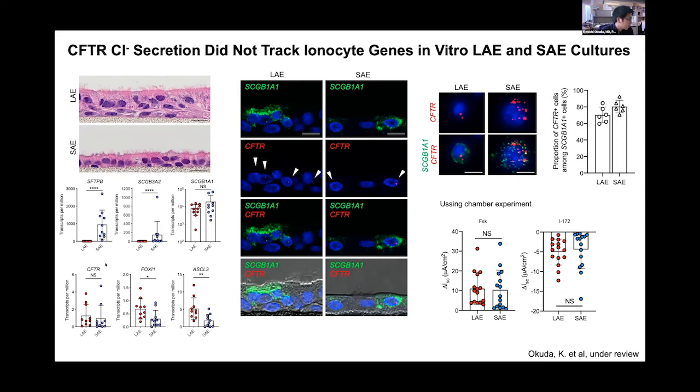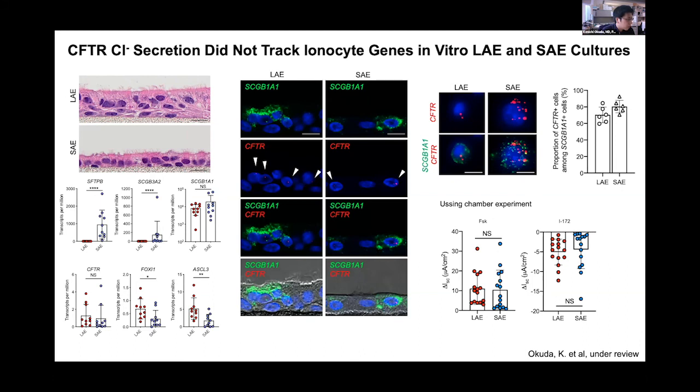And then here CFTR expression is also the same. This is consistent with single cell RNA sequence data. So there is no difference in CFTR expression between total large airway cells and small airway cells. And interestingly, FOXI1 and ASCL3, which are ionocyte markers, are significantly lower in small airway. That's also the same as single cell data. So despite the lower gene expression of ionocyte markers in small airway cells, CFTR expression is still the same.